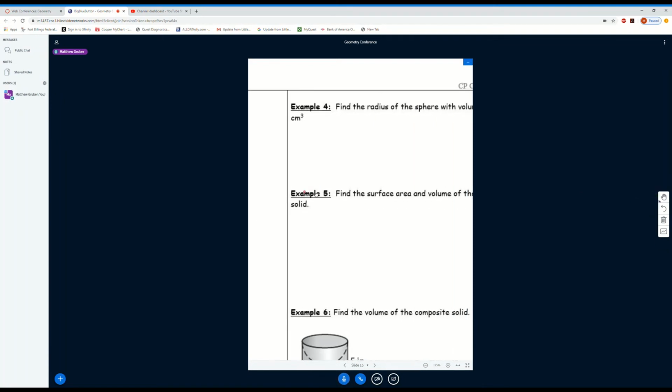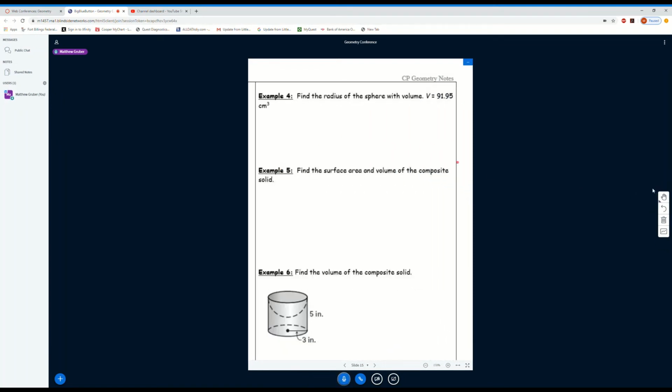This one says find the radius of a sphere with a given volume. Well, we can use that formula backwards. Remember, volume is 4/3 pi r cubed. We can use that formula backwards to find the radius. If we know the volume is 91.95, that represents the V in the formula. That's 4/3 pi times r cubed.